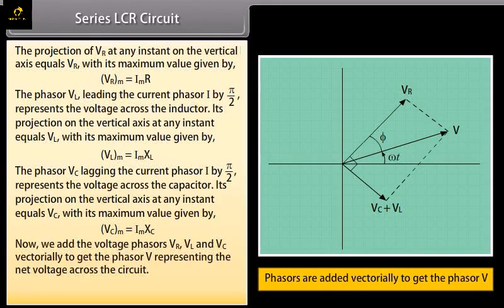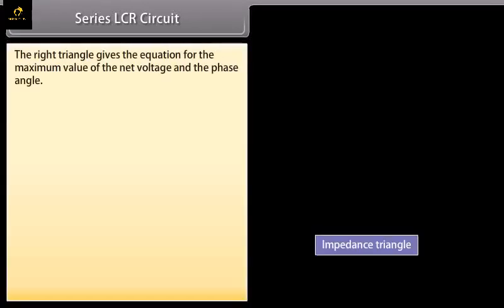Now we add the voltage phasors VR, VL and VC vectorially to get the phasor V representing the net voltage across the circuit. V maximum is equal to the square root of VR maximum squared plus VC maximum minus VL maximum, squared. The right triangle gives the equation for the maximum value of the net voltage and the phase angle. Tan phi is equal to VC maximum minus VL maximum upon VR maximum.